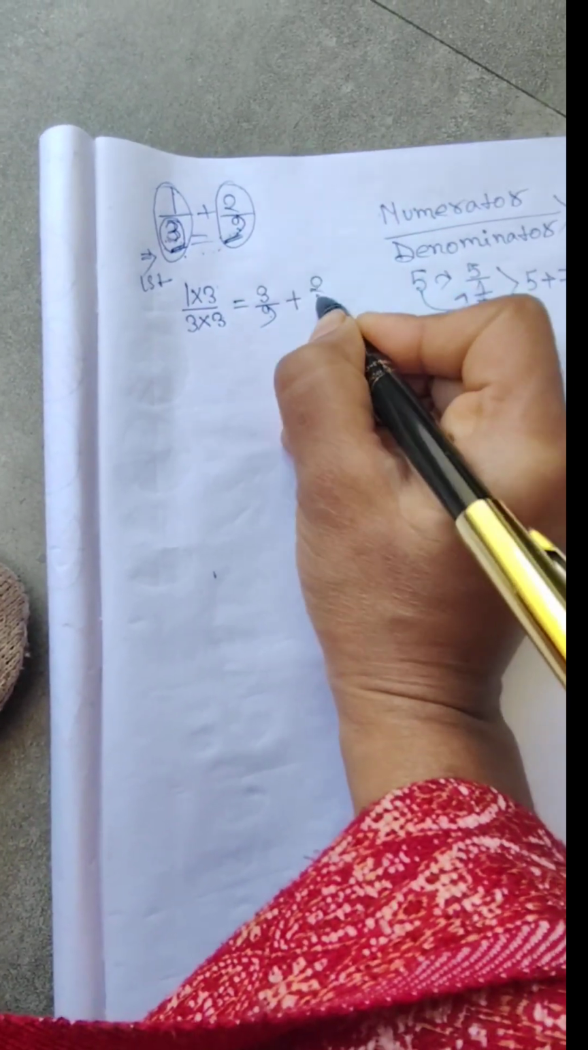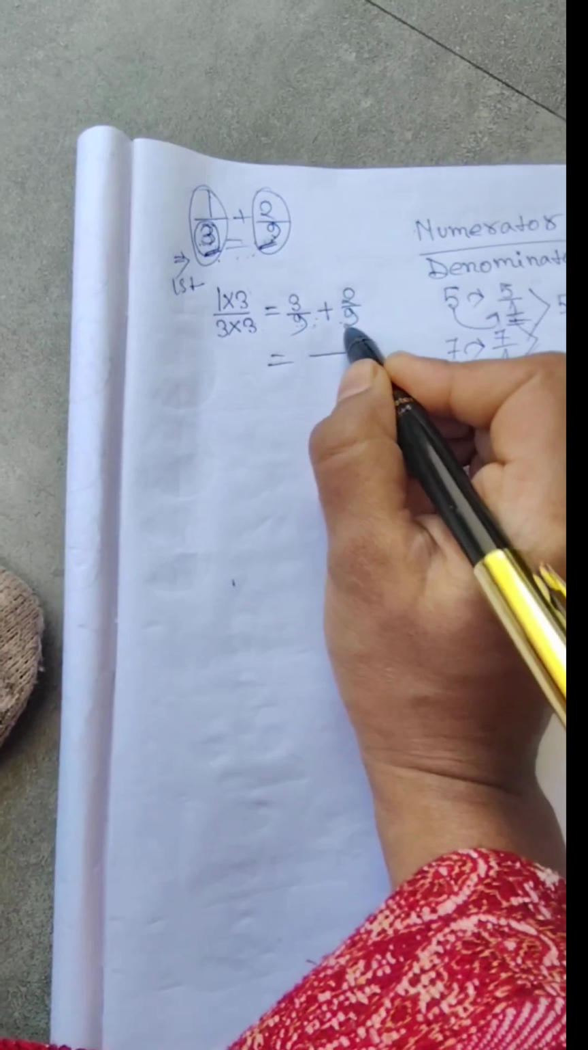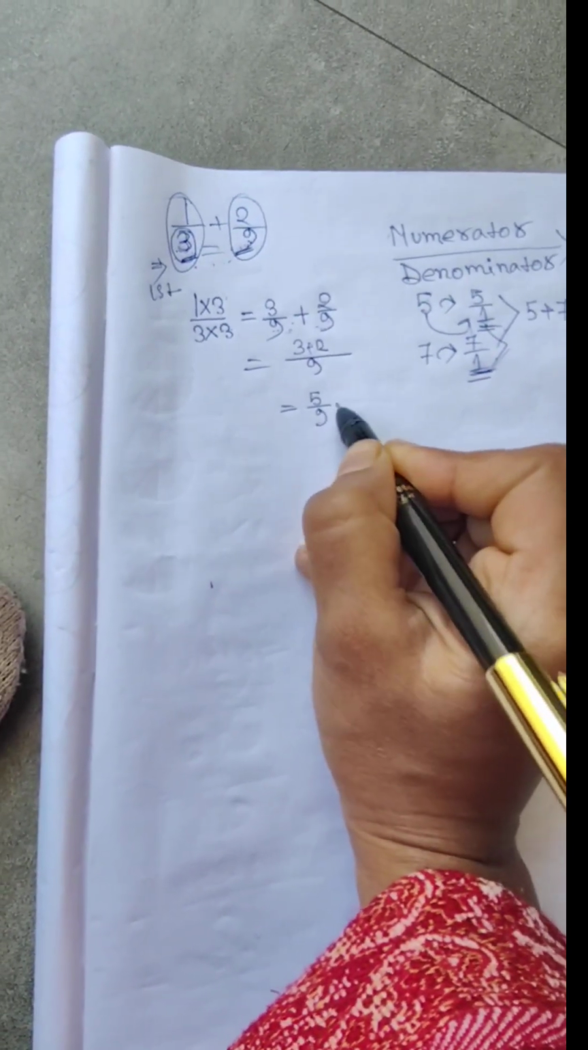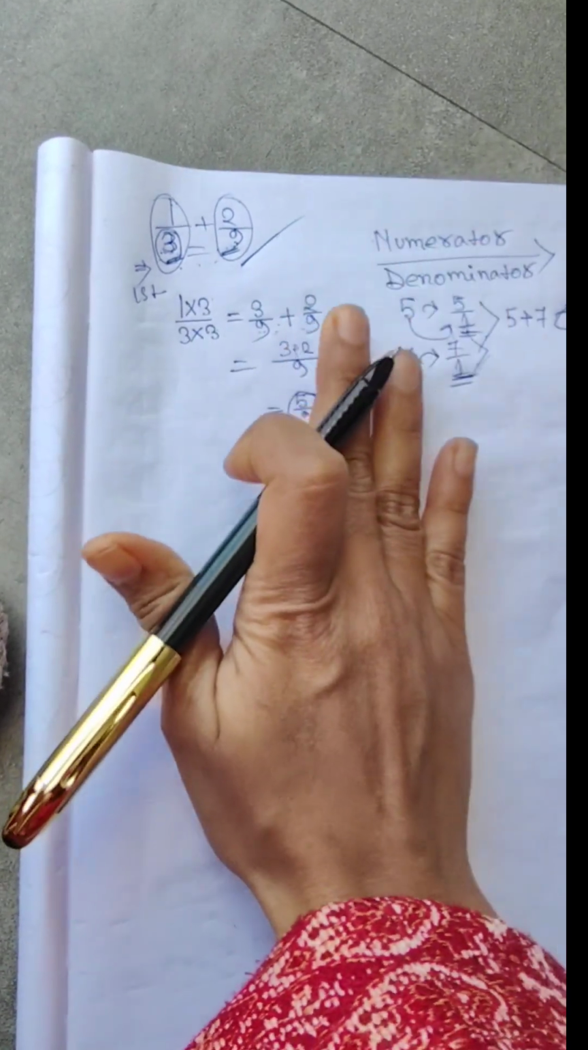Now we can add plus 2 by 9. Here you can see the denominators are the same. So we can add the numerators, 3 plus 2, and we get 5 divided by 9. So that's the answer of the addition of this fraction. So that's the basic idea.